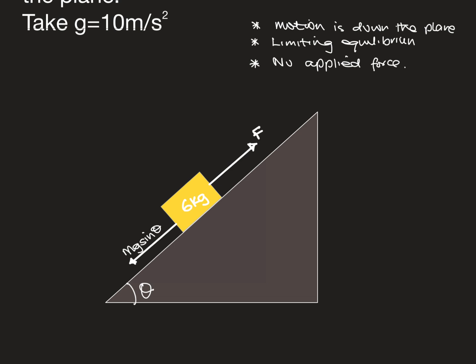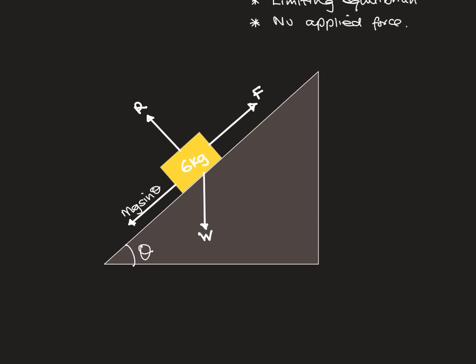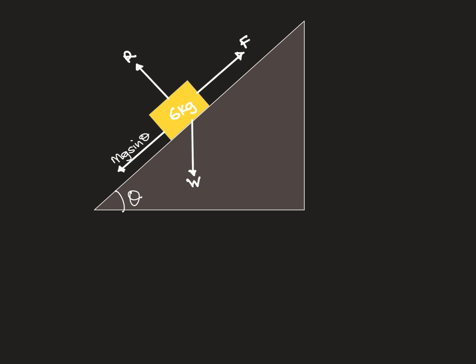Now we can indicate the normal reaction and the weight. That is the normal reaction R, and we'll have the weight acting vertically downwards. Since the body is in limiting equilibrium, the forces that we have parallel to the plane must balance each other. That is to say, F will be equal to mg sine theta.